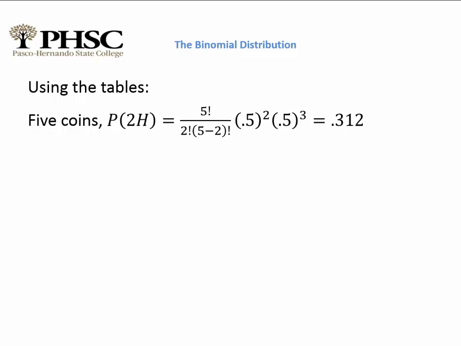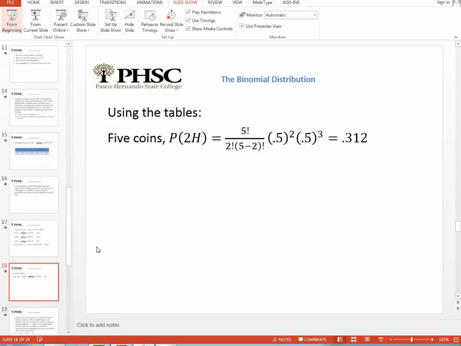Now, the next thing that we're going to do is use a table. Previously we said the probability of getting 2 heads if I flip 5 coins is 0.312. We're actually able to use a distribution table to get that information. In this case, our probability is 0.5, trials is 5, and our x is 2. So let's go ahead and look at the table.